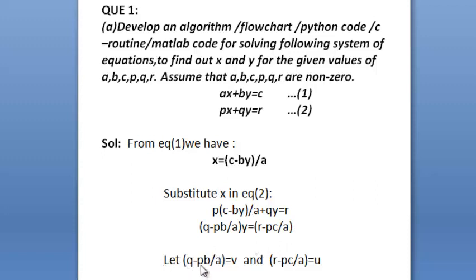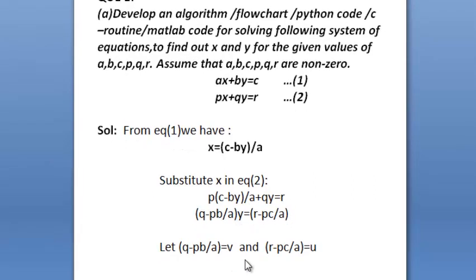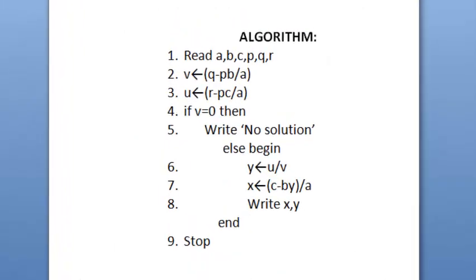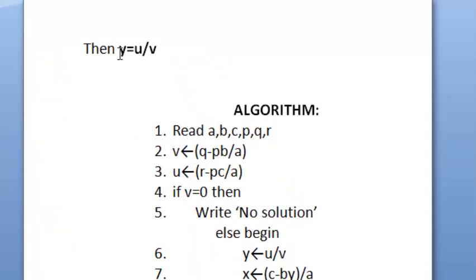Let (q minus pb by a) be v and (r minus pc by a) be u. Here u and v are constants. Now the value of y can be obtained by dividing u by v from the previous equation.